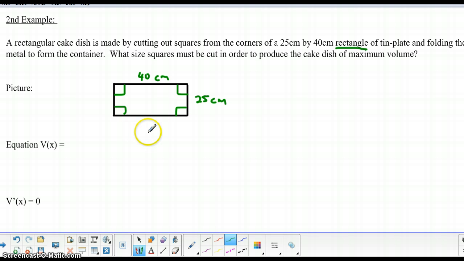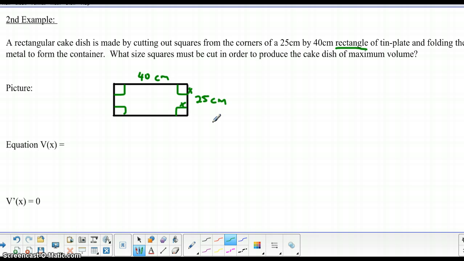Right, so interesting. Let's call the length of the sides of this square x. That's one of our unknowns. So the square is going to be x by x.